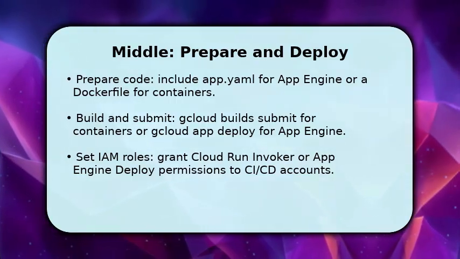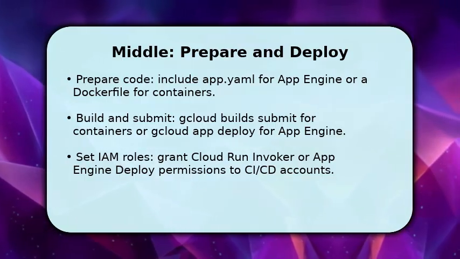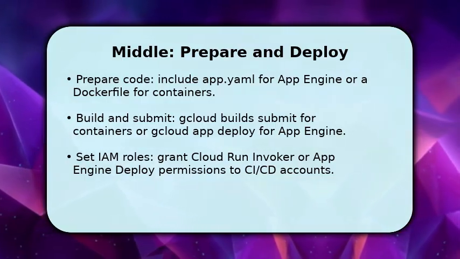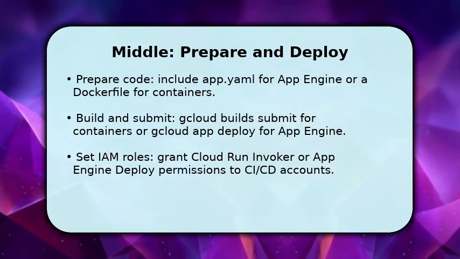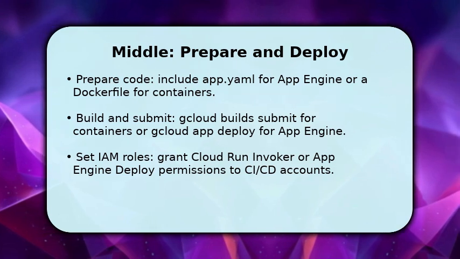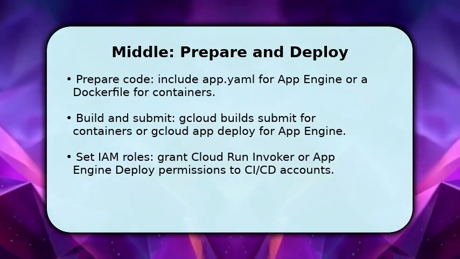Once deployed, assign IAM roles. Grant the right service accounts deploy and invoke permissions so automatic builds and traffic routing work. Make sure to configure VPC connectors if your service needs private resources, and enable auto-scaling settings for expected load.